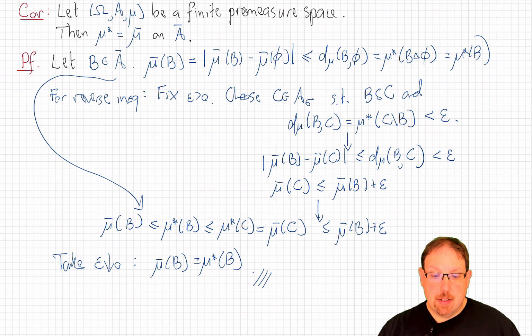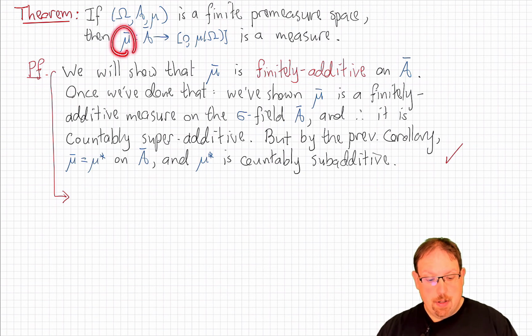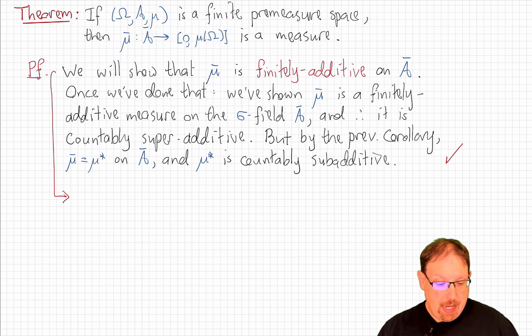Great. So now, let's take it home. We are finally ready to conclude the proof of the measure extension theorem. If mu is a finite premeasure on the field A, then the Lipschitz extension of mu to the closure of A is a full-fledged, countably additive measure on this sigma field. Let's prove this.